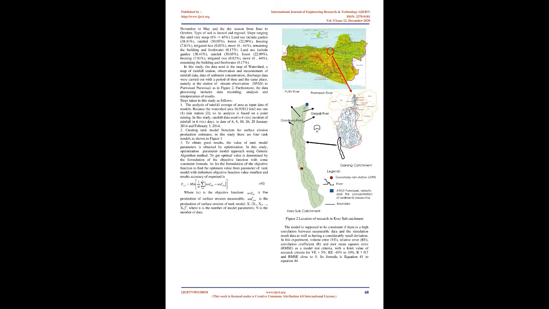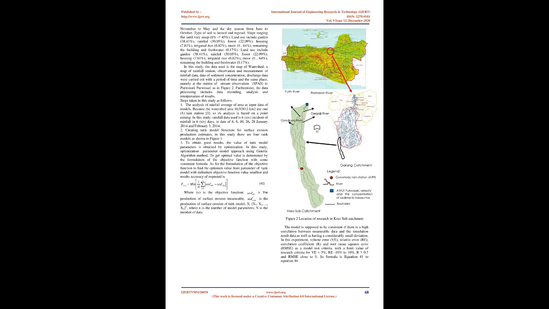In this study, the data used are the map of the watershed, a map of rainfall stations, observation and measurement of rainfall data, data of sediment concentration, and discharge data, carried out in the same period of time and at the same place, namely at the stream observation station, SPOS, in Purwosari, as in figure 2. Furthermore, the data processing includes data recording, analysis, and interpretation of results. Steps taken in this study are as follows.